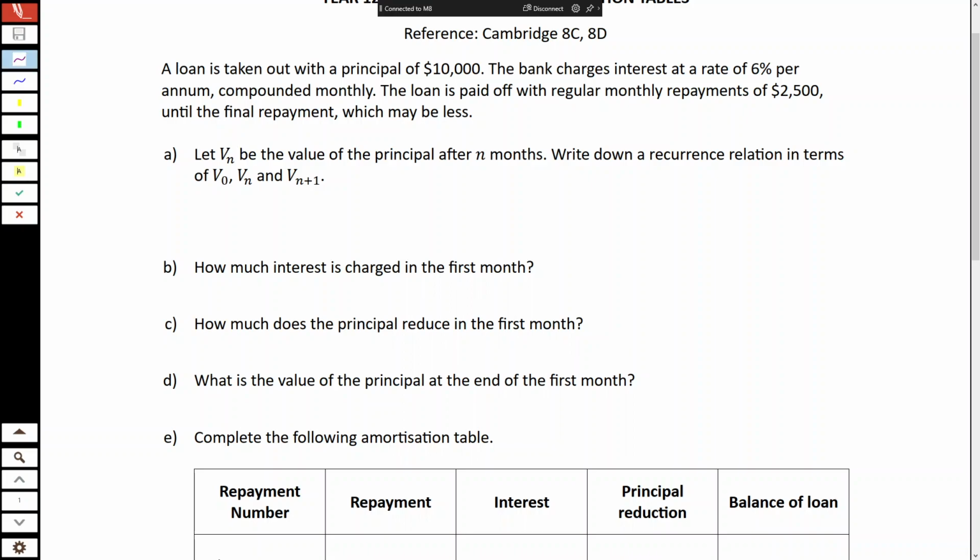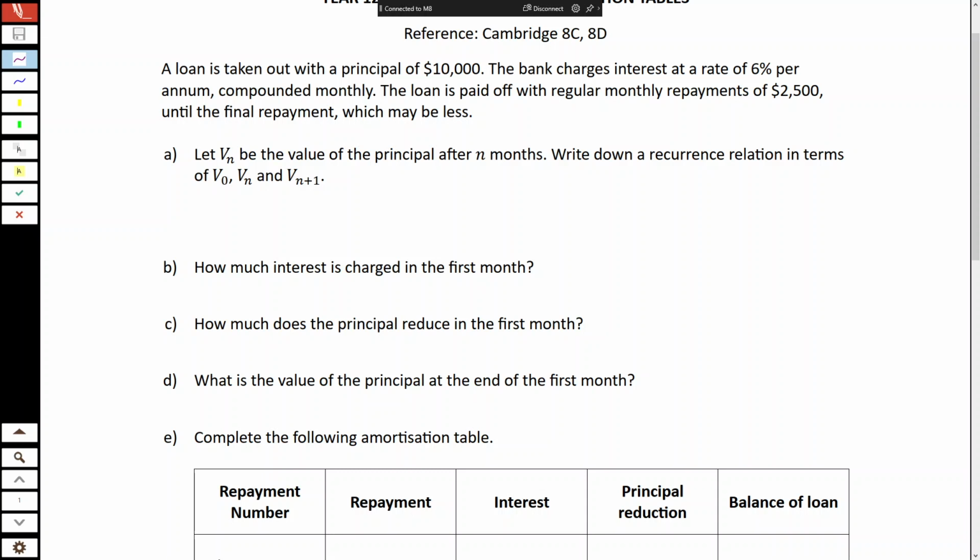All right, could I get someone to read the text at the start before part A? A loan is taken out with a principal of $10,000. The bank charges interest at a rate of 6% per annum, compounded monthly. The loan is paid off with regular monthly repayments of $2,500 until the final repayment, which may be less. All right, thanks, Lou.